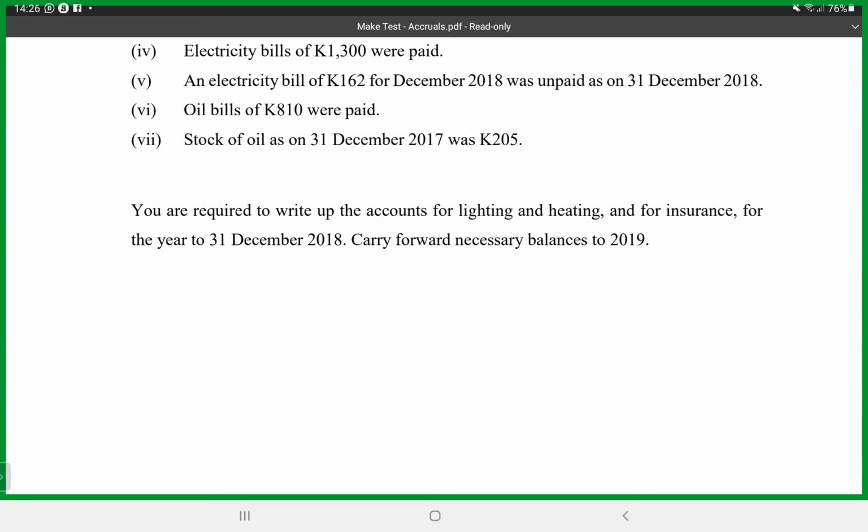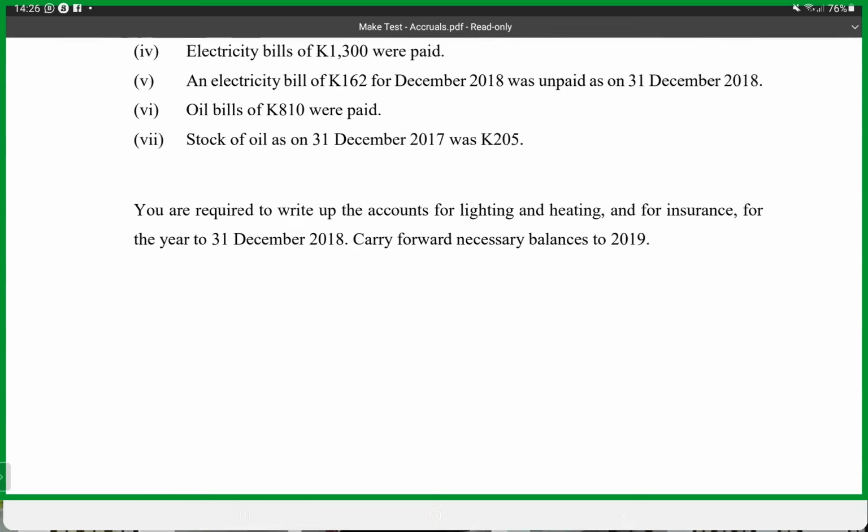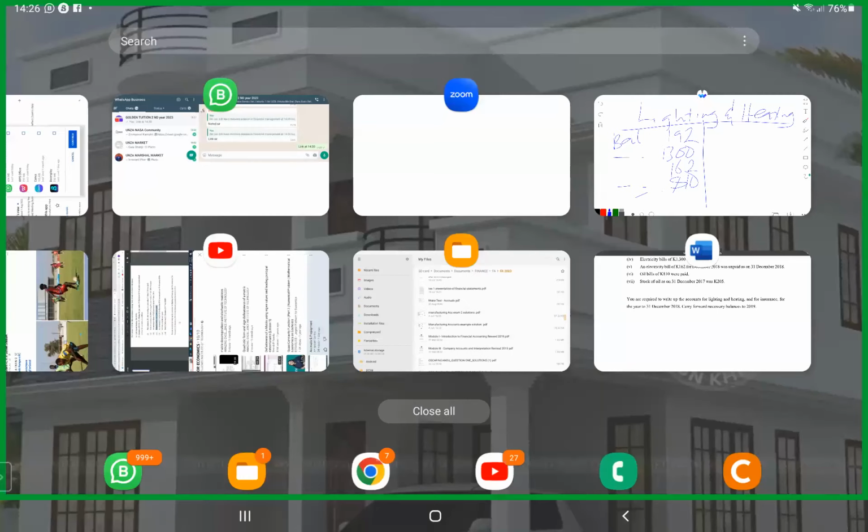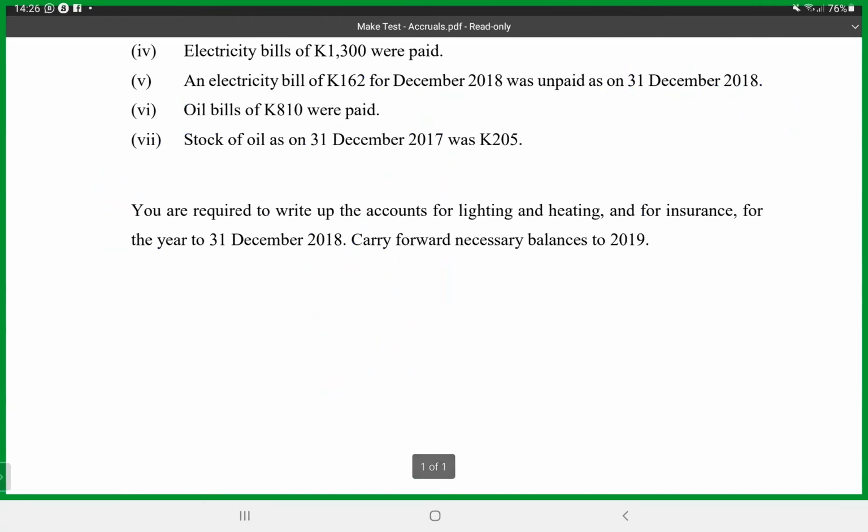So we paid the expense 810. So 810 is still coming this side. You can write the descriptions here. And there is this last transaction that we have here. We're told that the stock of oil as of 31st December 2017 will not make any change because this is outside the period. It will have no impact on the entries that we are making.